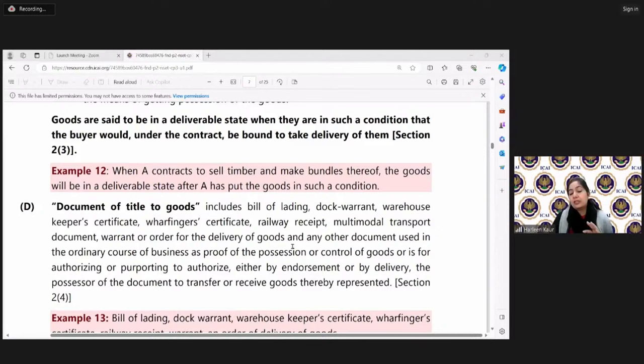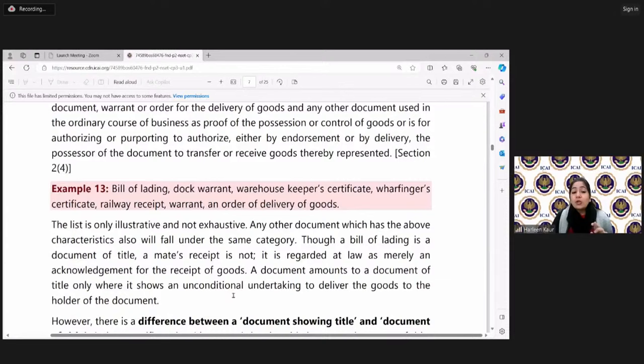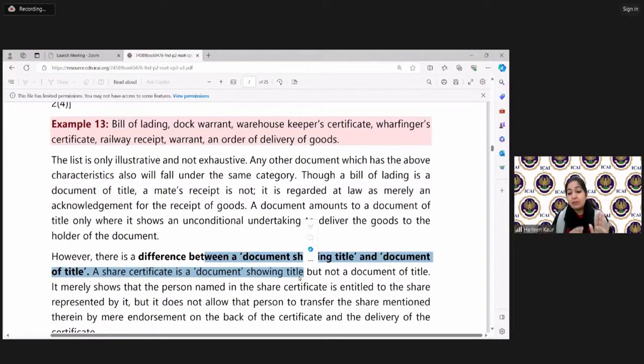And another category is a document showing the title. Now what happens at times, there is a document showing the title. Remember I told you FDRs, I will be again taking the name of FDRs. So fixed deposit receipts. I have the FDRs in my name. If you stole those FDRs and you go to the bank, you will not get anything, because that is the document which shows the title. Only the person who is named in that, it belongs to that person. However, document of title is of ownership. Anyone who has that document will be considered as owner.